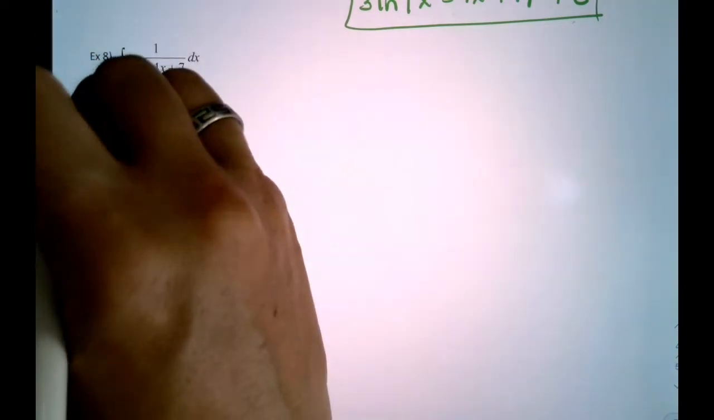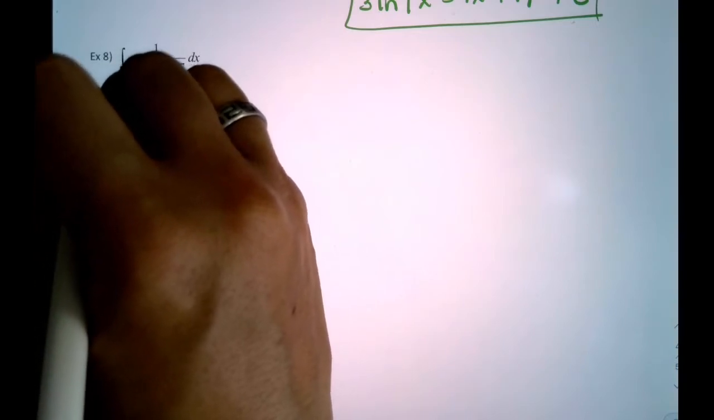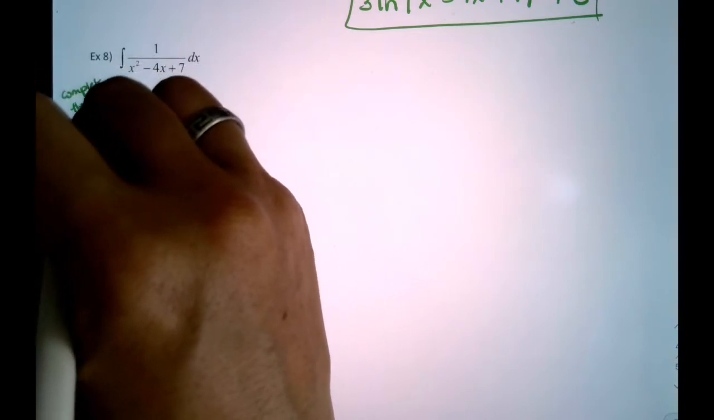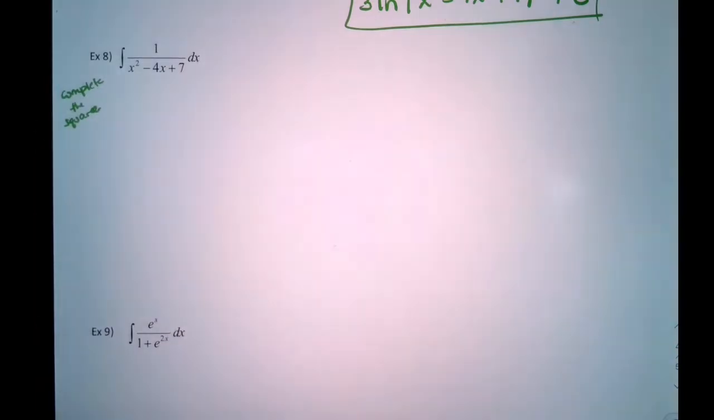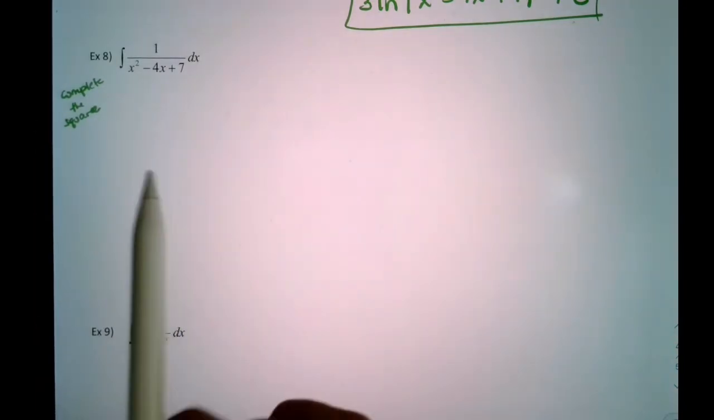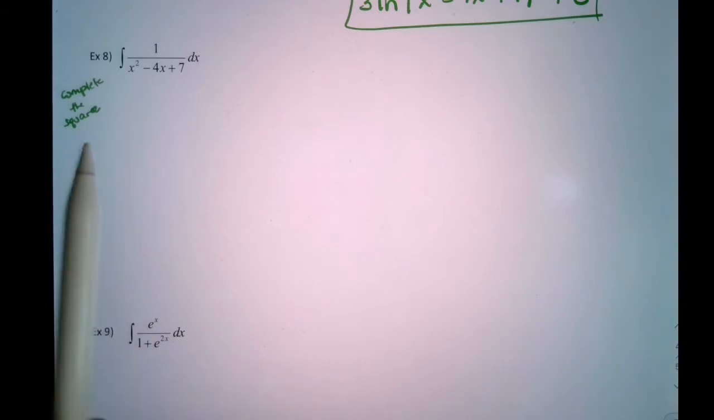I'm going to write it. I'm going to try to complete the square. That's an old algebra technique. I want to transform that denominator and make it look different. What I notice about this integral is that there's no radical anywhere.